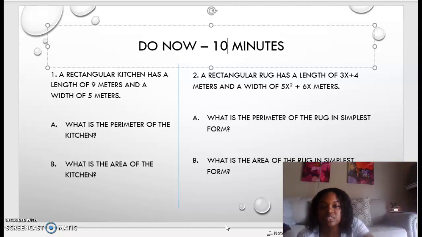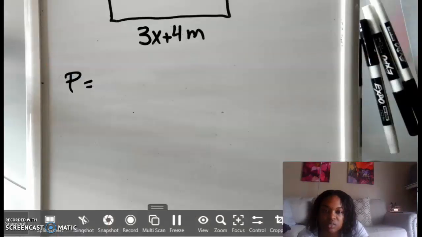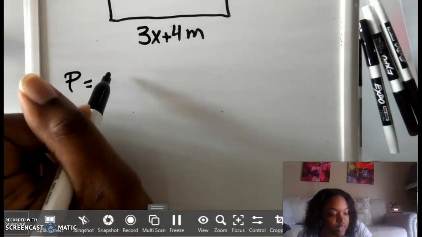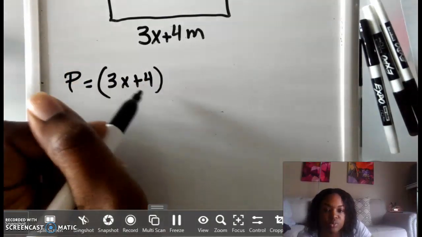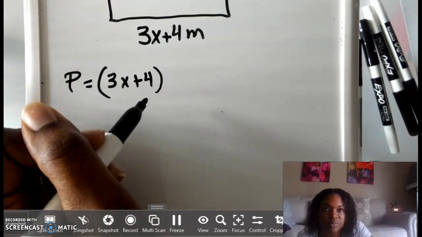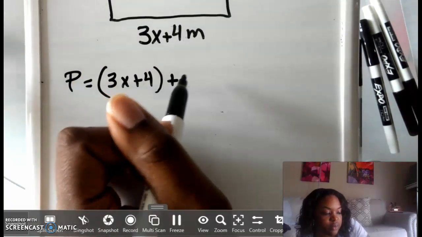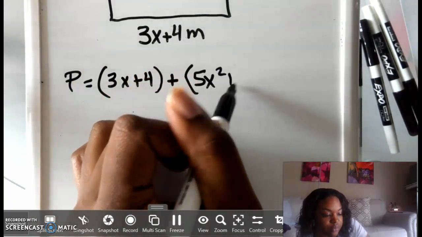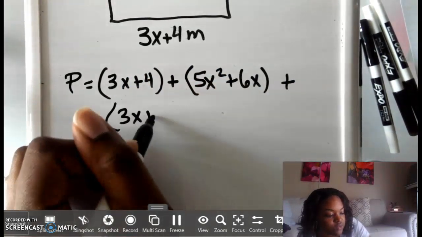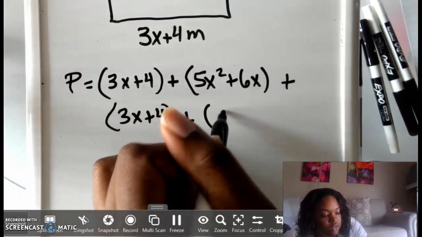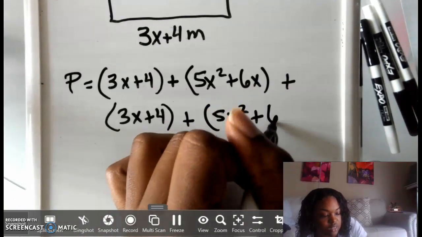So the same way we did this first problem over here, we're going to do the second problem. So we're just going to add up two of the widths and two of the lengths for this particular problem. So that means I'm going to do 3x plus 4. I'm going to use parentheses so that I don't mix up the different terms. Plus 5x squared plus 6x plus another 3x plus 4 plus another 5x squared plus 6x.